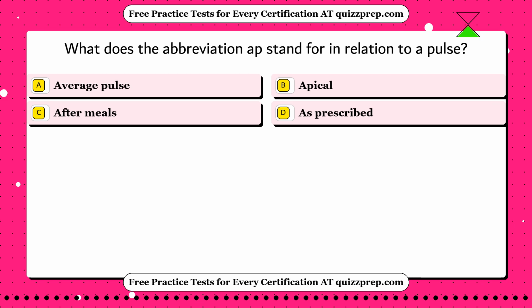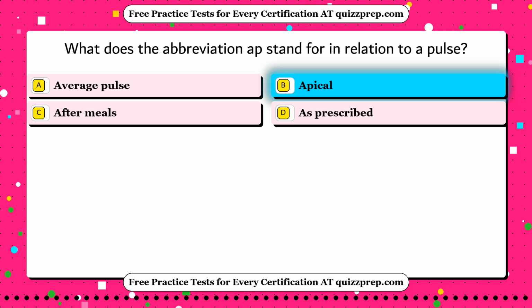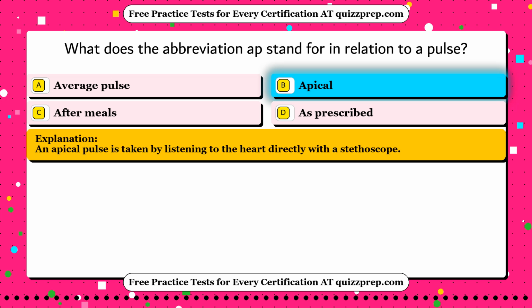Question 10. What does the abbreviation AP stand for in relation to a pulse? Option A, average pulse. Option B, apical. Option C, after meals. Option D, as prescribed. The correct answer is option B, apical. An apical pulse is taken by listening to the heart directly with a stethoscope.